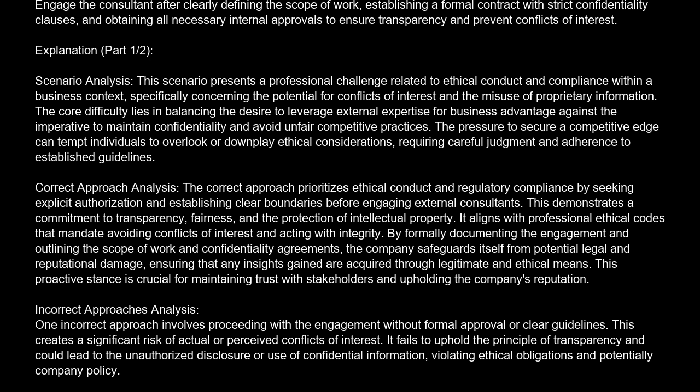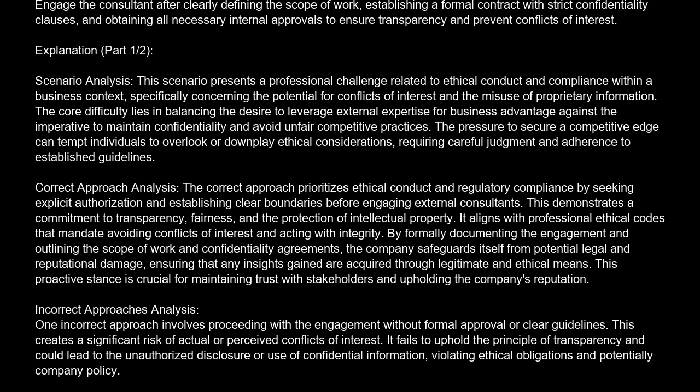The pressure to secure a competitive edge can tempt individuals to overlook or downplay ethical considerations, requiring careful judgment and adherence to established guidelines. Correct approach analysis. The correct approach prioritizes ethical conduct and regulatory compliance by seeking explicit authorization and establishing clear boundaries before engaging external consultants. This demonstrates a commitment to transparency, fairness, and the protection of intellectual property. It aligns with professional ethical codes that mandate avoiding conflicts of interest and acting with integrity.